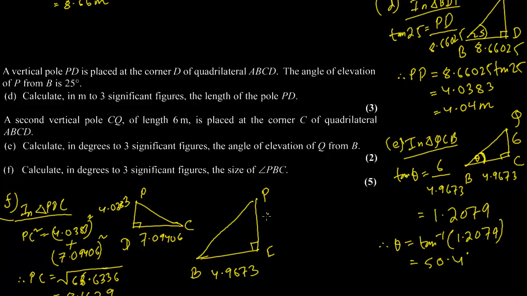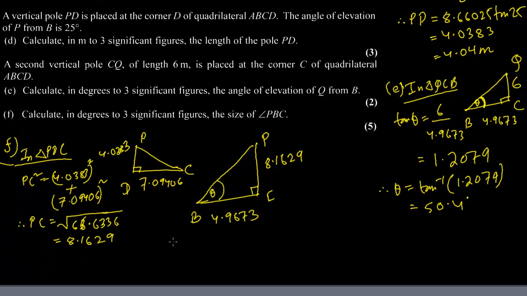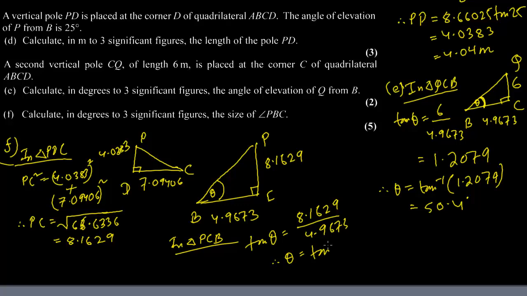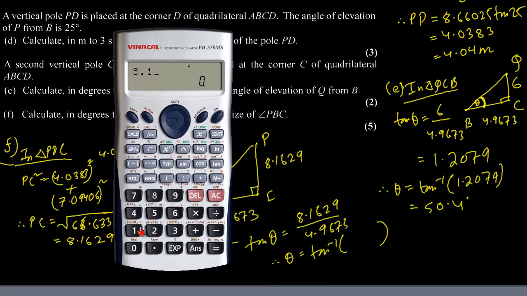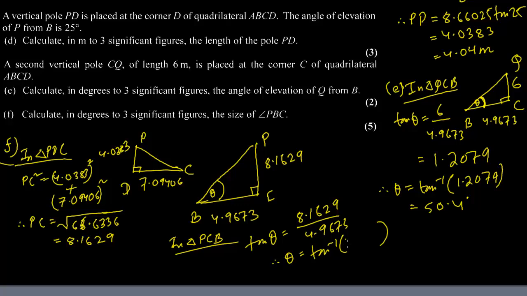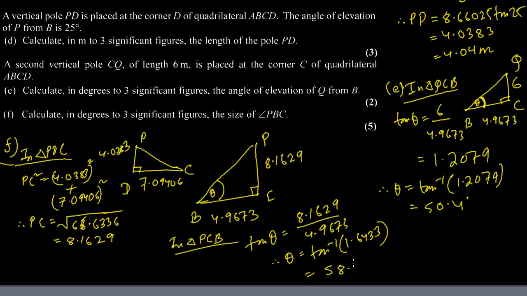Now we can use the value of PC, 8.1629. Now we can write, for this angle in triangle PCB, tan theta equals opposite 8.1629 divided by 4.9673. Therefore, theta is tan inverse of, let me calculate this, 8.1629 divided by 4.9673. That would be 1.6433. So tan inverse of that equals 58.7 degrees, to three significant figures.